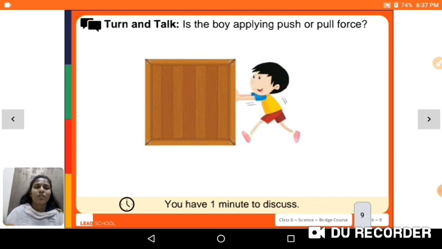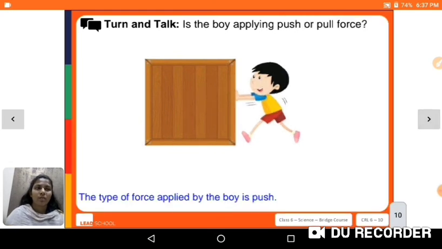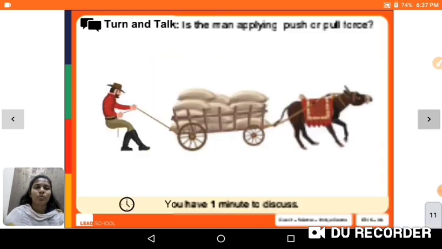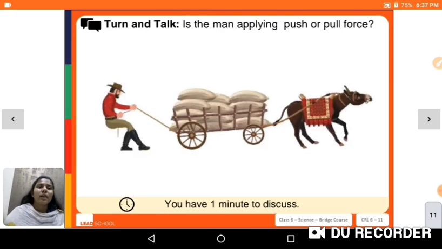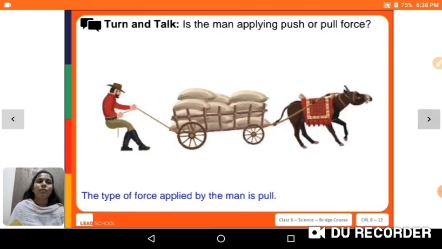In this figure, is the boy applying push or pull force? In this figure also you can see that the boy is pushing the object away from him. So push force is applied. The type of force applied by the boy is push. Is the man in this figure applying push or pull? In this figure we can see that a man is pulling the cart towards him. So this is pull force. The type of force applied by the man is pull force.